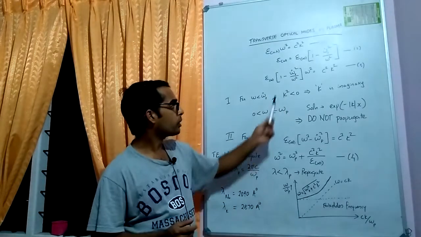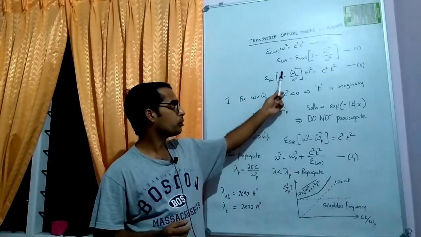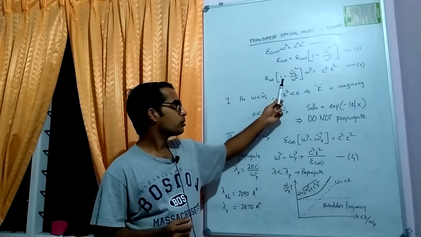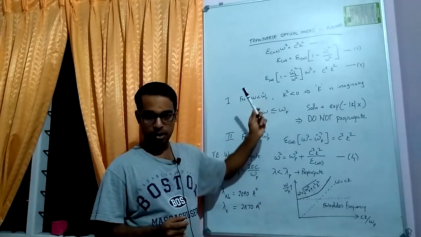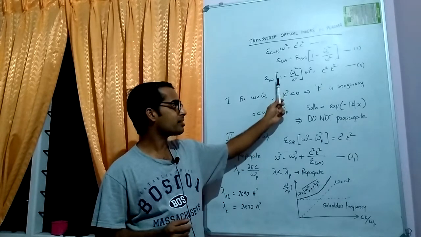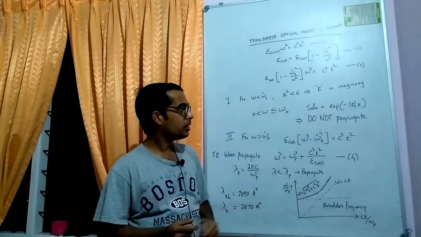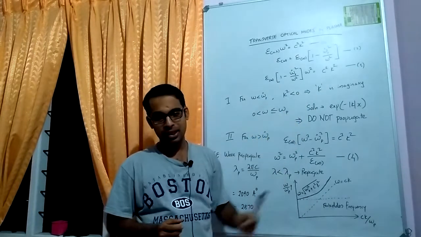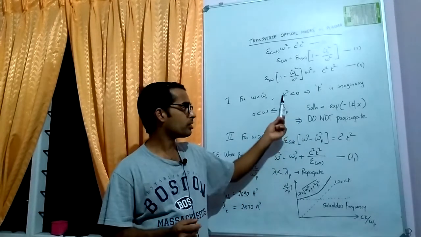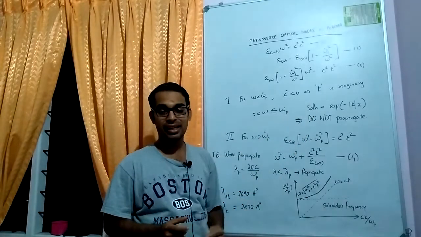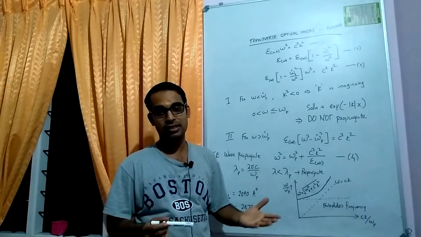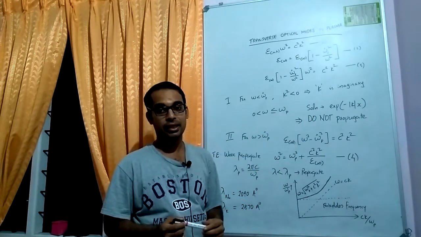For example, if you rearrange these equations, if omega is less than omega p, the left hand side will be a negative quantity. Correspondingly, k square will be less than 0. So k square less than 0 means k is an imaginary quantity. That means the wave vector is an imaginary quantity.